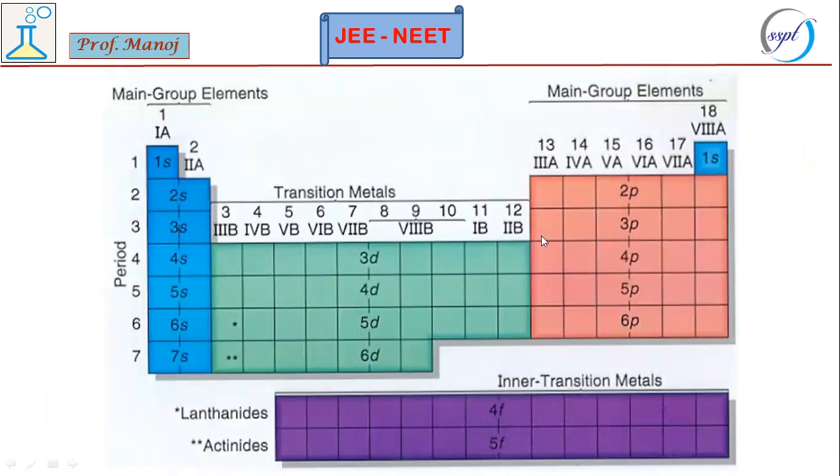Now this diagram gives you, in every row, every period, which orbitals are getting filled. So 1s is getting filled here, completed here. 2s in these two elements, 2p in these 6, like that. 3d in these 10 elements, matlab 3d1, 3d2, 3d3, 3d4, aise fill up hoga. Jaise 4f, 1, 2, 3, 4, 14 tak fill up hoga. Their other names also are mentioned. Main group elements, S block and P block. Transition, D block. Inner transition, F block.